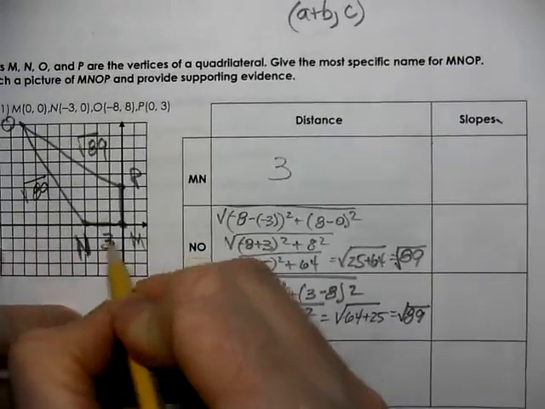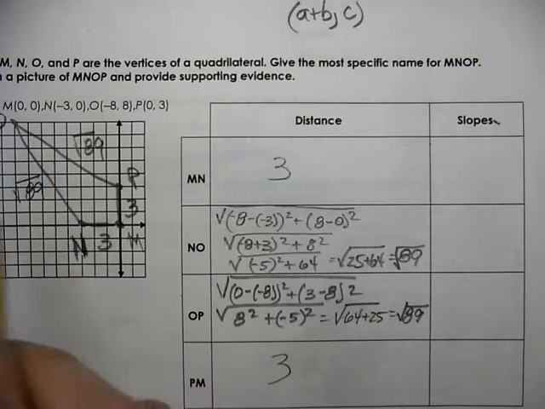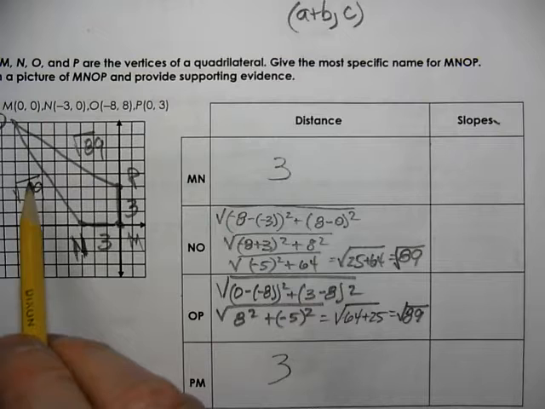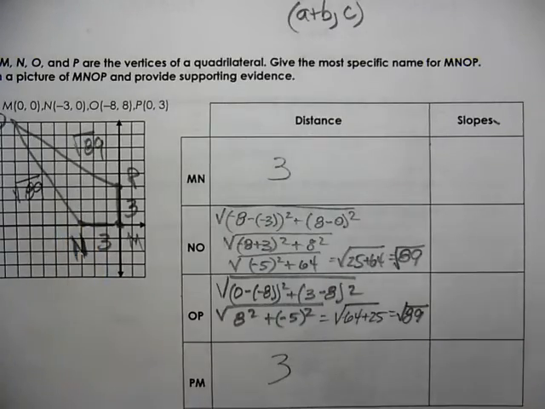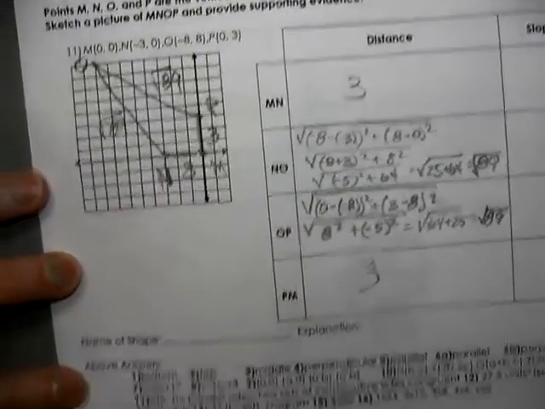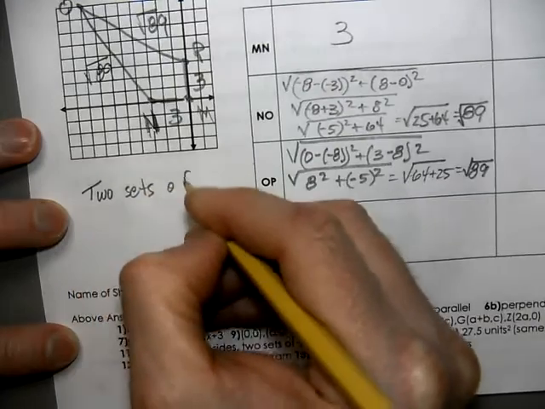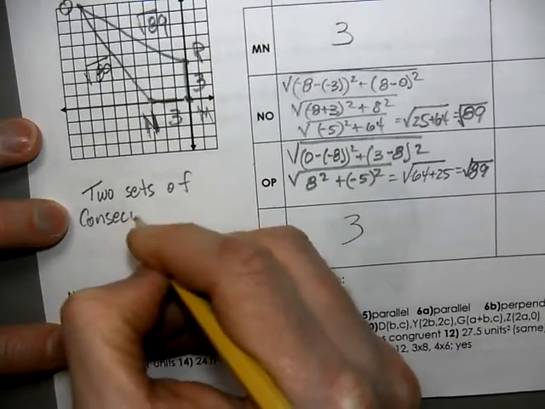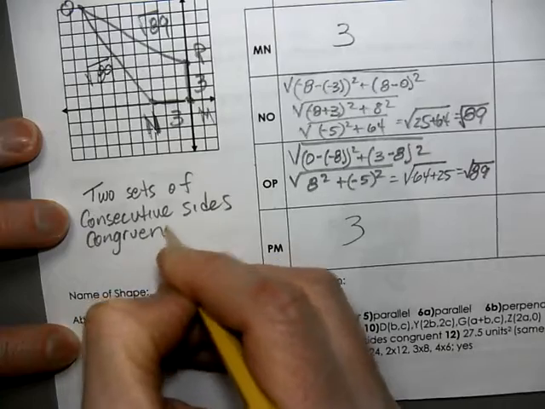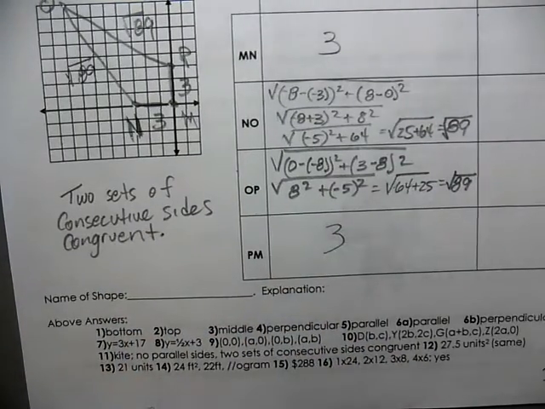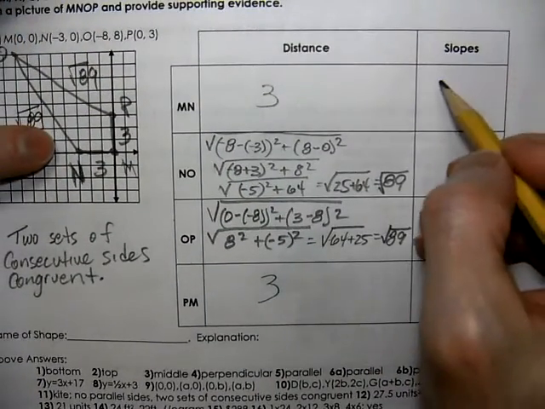So here we have these two sides that are both 3 and these two sides that are both square root of 89. Notice that they're not opposite sides congruent. They are considered consecutive sides congruent. So we have two sets of consecutive sides congruent. Do you know what other shape makes that? So we'll look at the slope before we get our final answer.